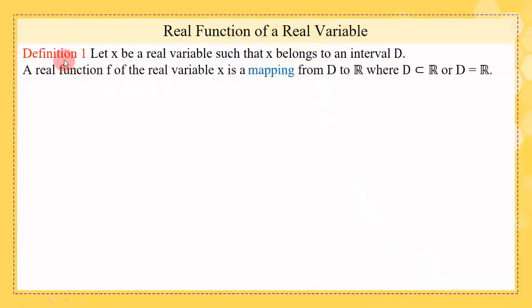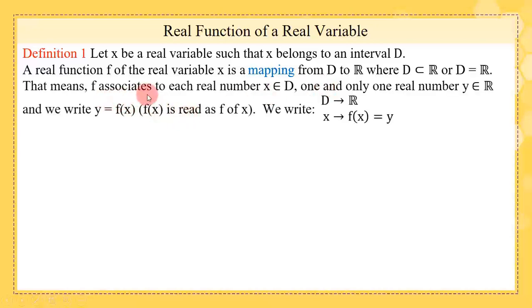Real function of a real variable. Definition 1. Let x be a real variable such that x belongs to an interval D. A real function f of the real variable x is a mapping from D to R, where D is a subset of R or D is R itself.